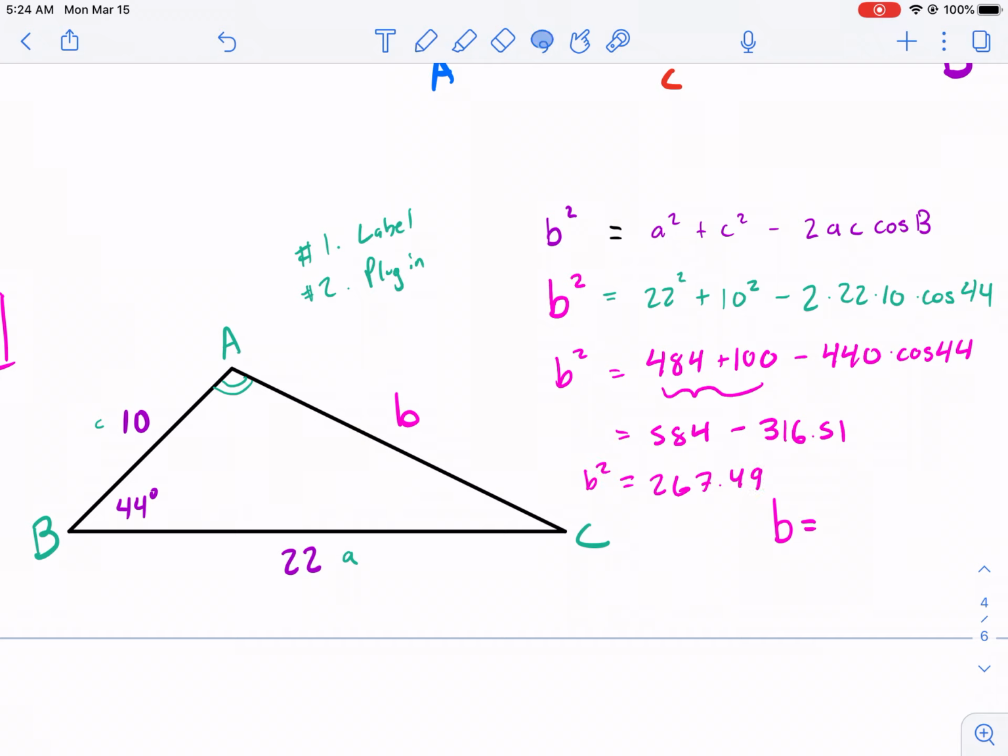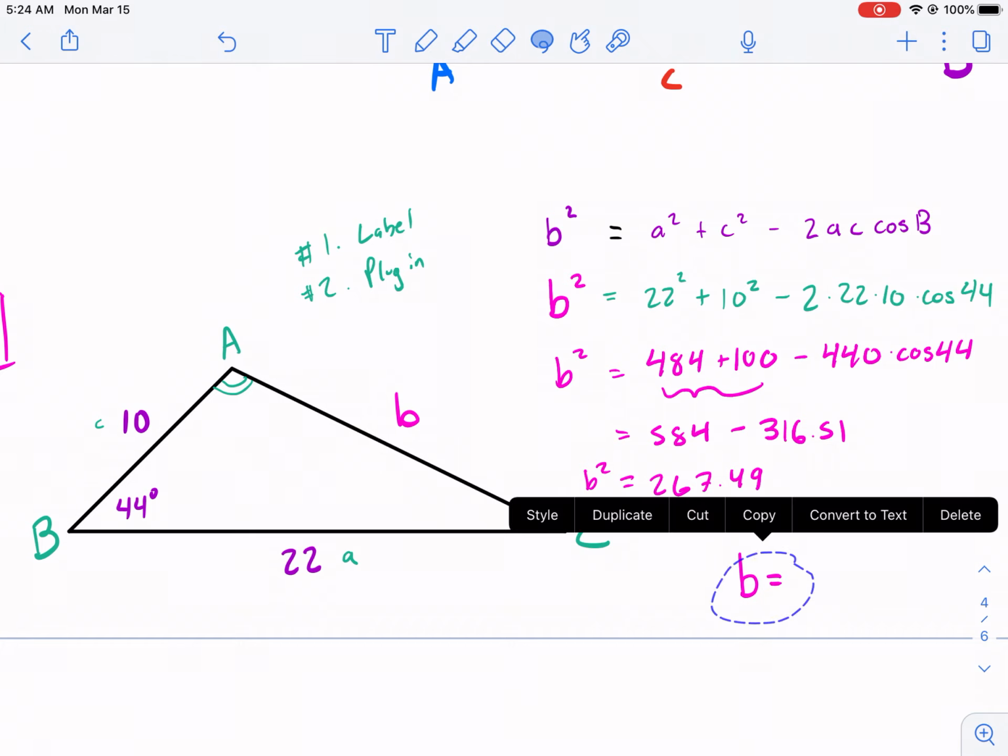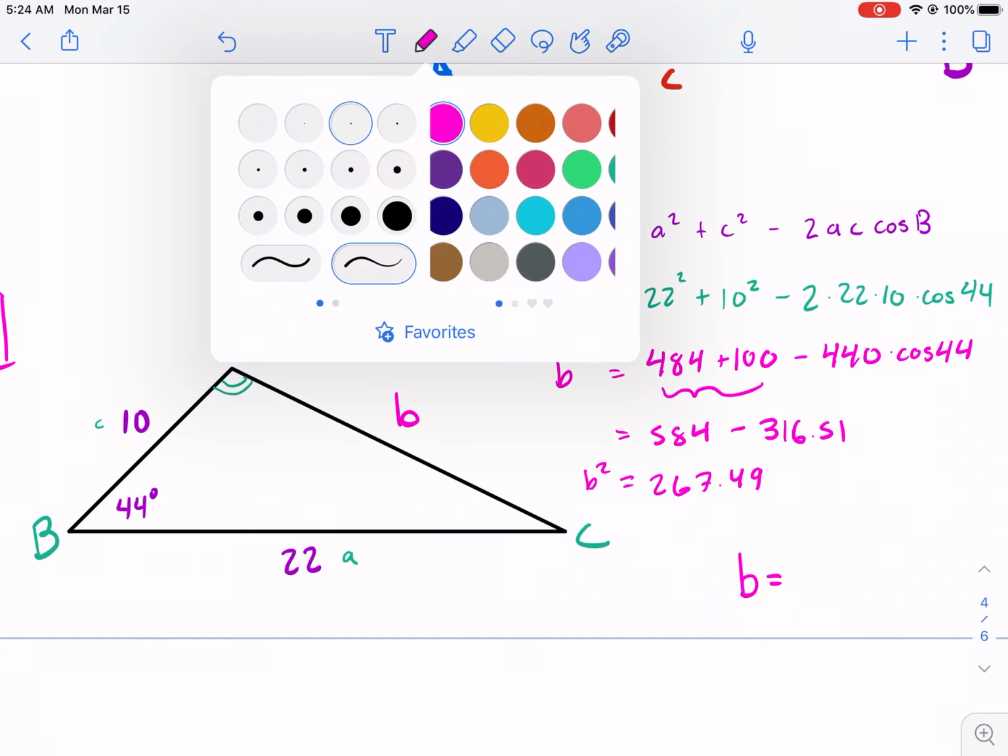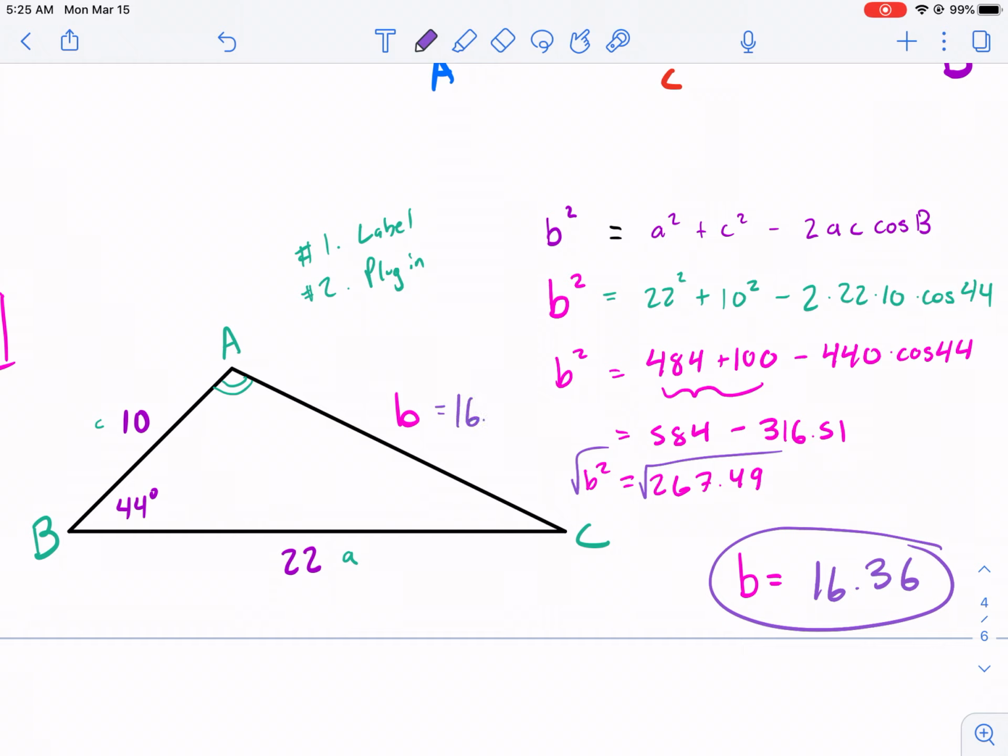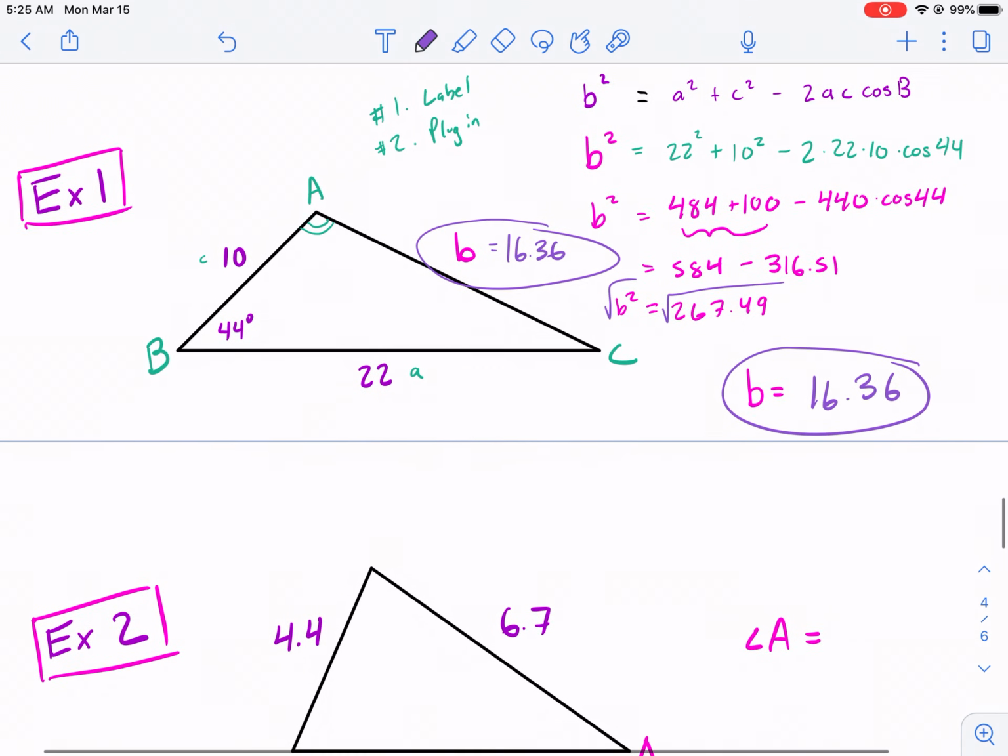Now, do not forget to take the square root of both sides. That's a pretty important part, otherwise you're going to get a tremendously wrong answer. So I'm going to take the square root in just a moment. And I get b equals 16.36. And that is my side length. So that's how you use it. That's one long way to use the law of cosines.